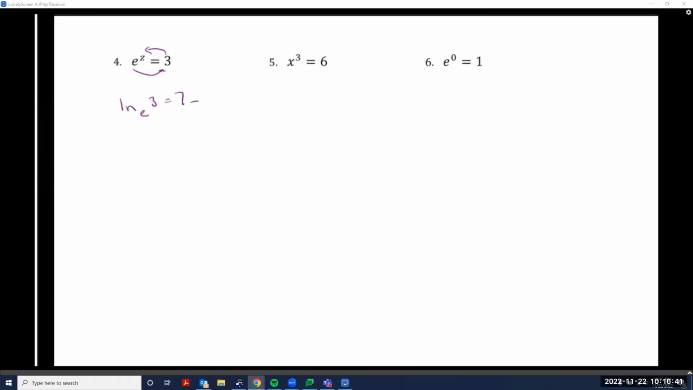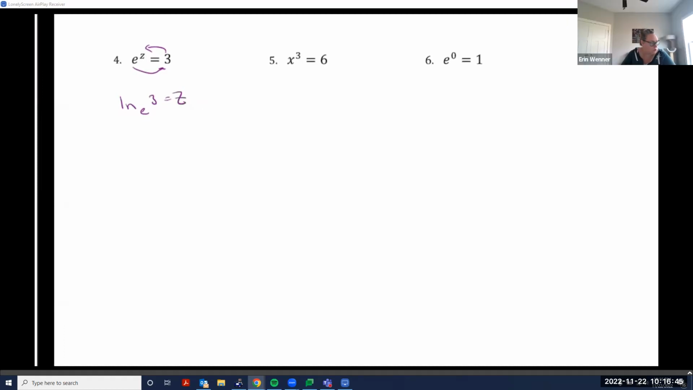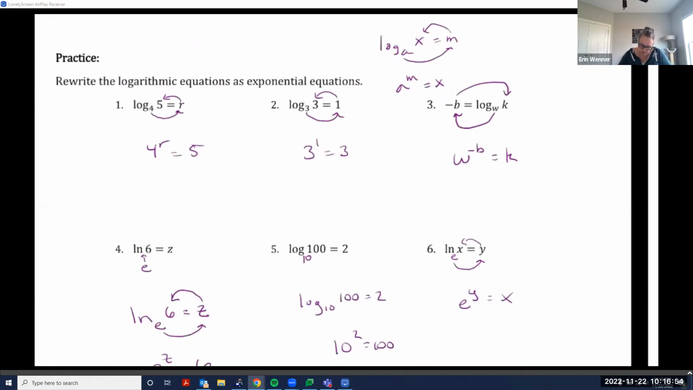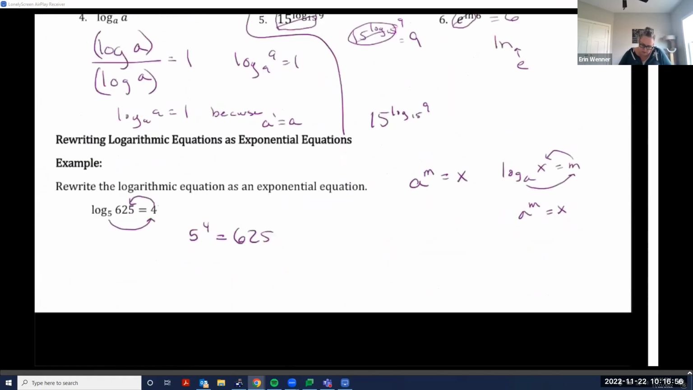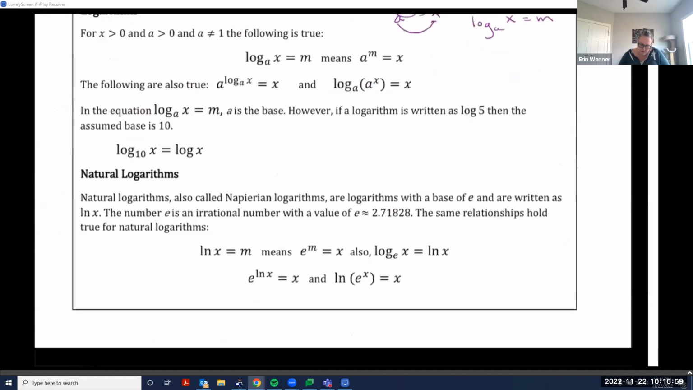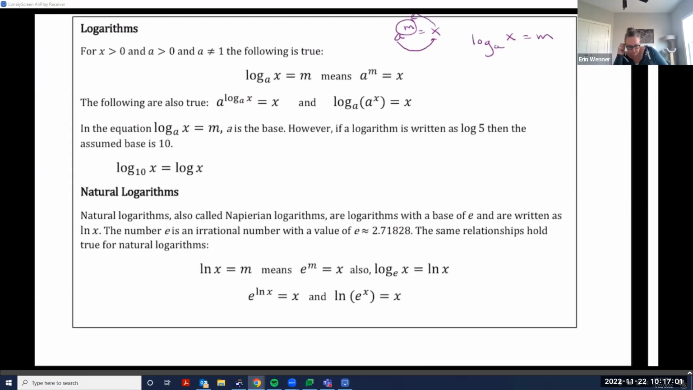What does the ln stand for again? It refers to Napier logarithms, I believe. We've got it at the beginning. Hold on, here we go. Oh, it's right down here. Okay, so natural logarithms, also called Naperian logarithms, are logarithms with the base of e and written as ln of x. The number e is an irrational number with a value of approximately 2.71828.